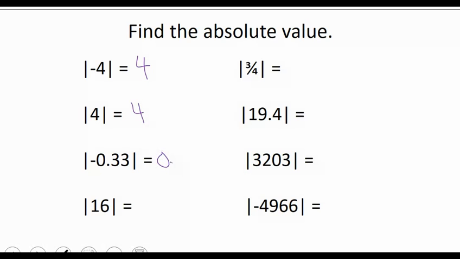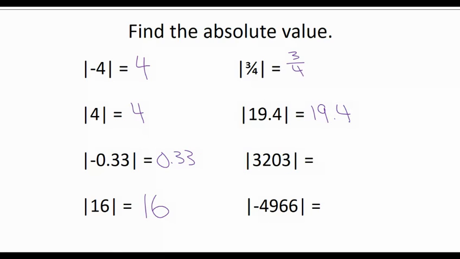That's going to be 0.33 because absolute value has to be positive. So the negative sign goes away. Well, the next one, the absolute value of 16 is going to be 16 because it's positive. The absolute value of 3/4 is 3/4. It stays positive. 19.4 will stay 19.4.